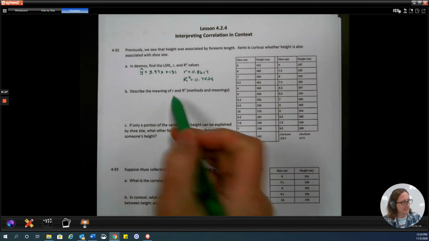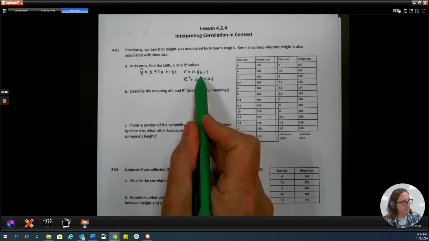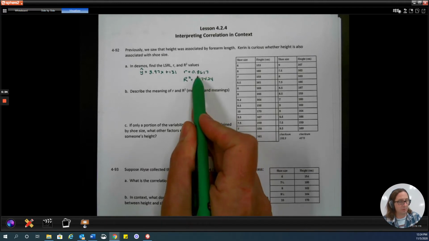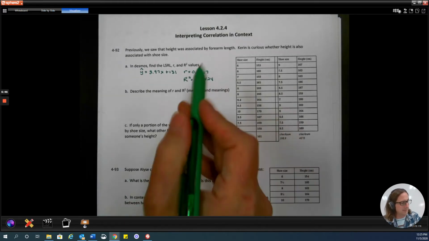So in context, we can see that the R value means that there is a moderate to strong linear positive relationship between shoe size and height. So remember, if it's close to 1 or close to -1, that means the strength is pretty strong. I mean, if it's 1, that means it's perfectly in a line. These aren't perfectly in a line, that's why it's not 1.